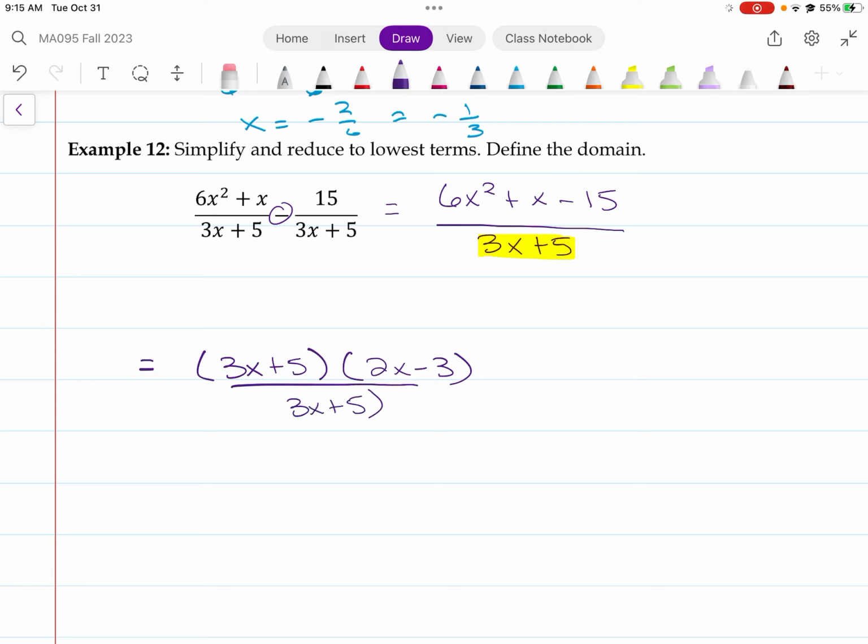This is actually another great opportunity to practice factoring. So I would definitely be pausing and trying these. All right, so 3x plus 5 is going to cancel out, and our final answer is 2x minus 3. All right, so pause the video and define the domain.